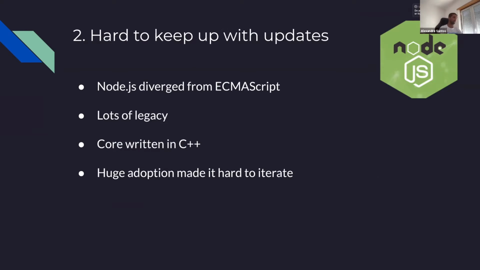Then, due to its huge adoption and the way it grew, it was really hard for Node to keep up. So even today, when a new feature is released in ECMAScript and on browsers, Node has a hard time updating itself so that those features are also available on Node. So there's lots of legacy, and Node is kind of slow to move nowadays. And the fact that its core is written in C++, which is not the most trendy language nowadays, doesn't help. So all of this made Node a little slow, a little harder to iterate, while we see browsers adding features to JavaScript on a daily basis.